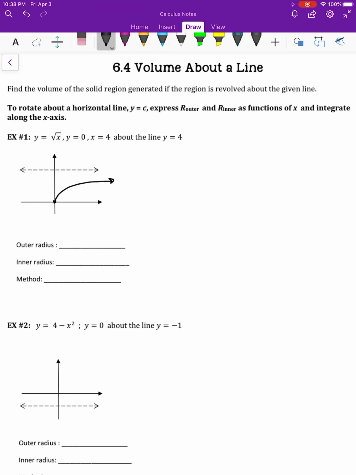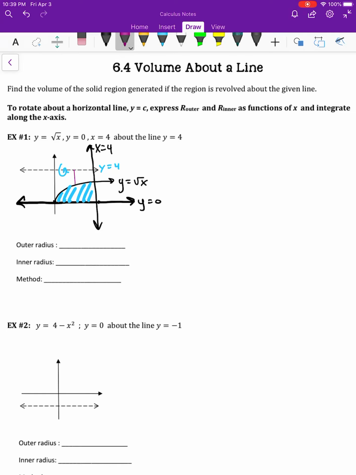So example number 1, we have the function y equals the square root of x, y equals 0, x equals 4, and so this region right here is the region that we are revolving about this line y equals 4. Okay?